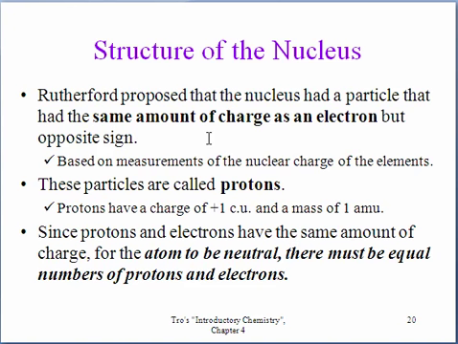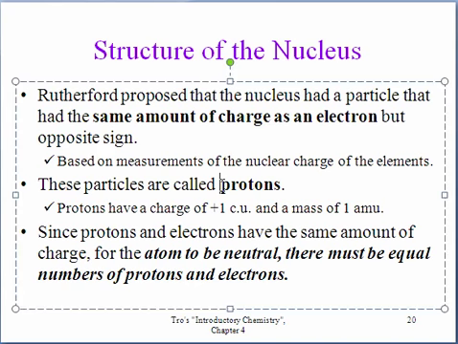So Rutherford was able to figure out, based on his study of hydrogen, that there was a particle in the nucleus that he called a proton. The proton had the same charge as an electron, but opposite in sign. So protons have a charge of +1. And he figured out that they had a mass of approximately 1 AMU.